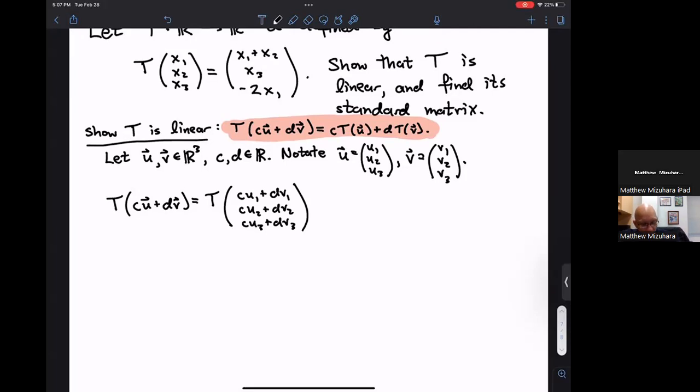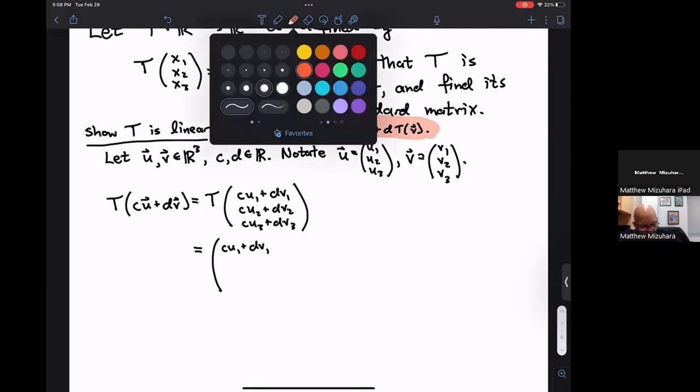And now I'm going to apply my definition. I have to do this carefully, so I have to be looking up here. My x1, my first component, is this entire first thing, cu1 plus dv1, and so on. So if I'm going to apply this definition, I have to be very, very careful. All right, so let's see. So this equals, what's the first component in this output? The first component is x1, so the first thing, cu1 plus dv1. Maybe I'm going to color code a little bit. I think that might be helpful for me personally.